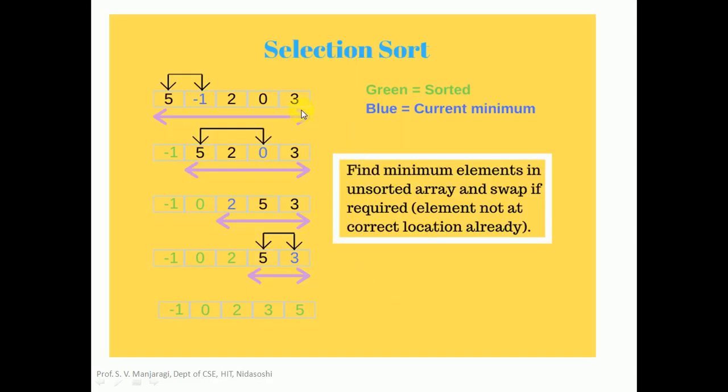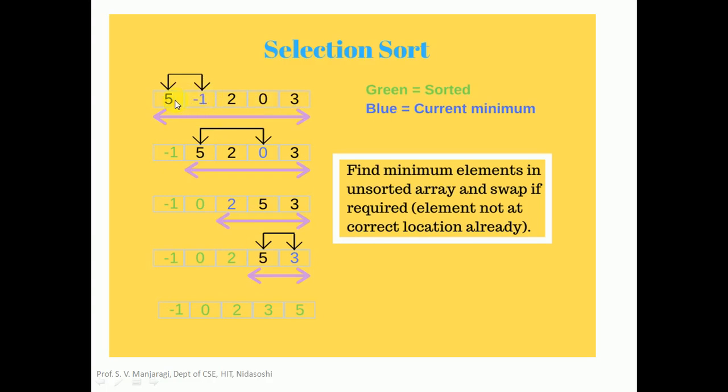Now let us see how the selection sort technique is going to work here. The technique is very simple. Find the minimum element in the unsorted array and swap that element if it is required, that is, if the element is not at the correct location, then we need to swap it. The array elements are 5, -1, 2, 0 and 3. Among these we have to find the smallest element. Here the green color indicates already sorted, blue indicates the current minimum. If you look at this array, the smallest element is -1. So swap this element with the first element.